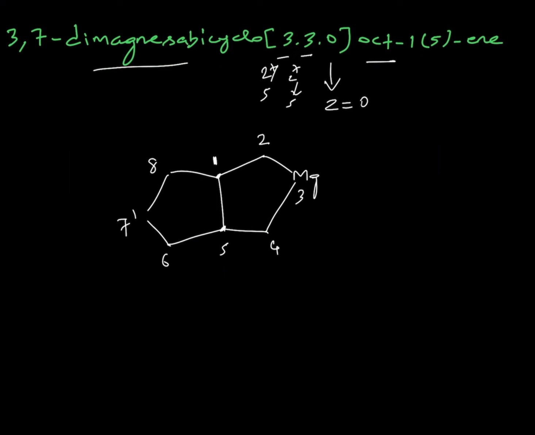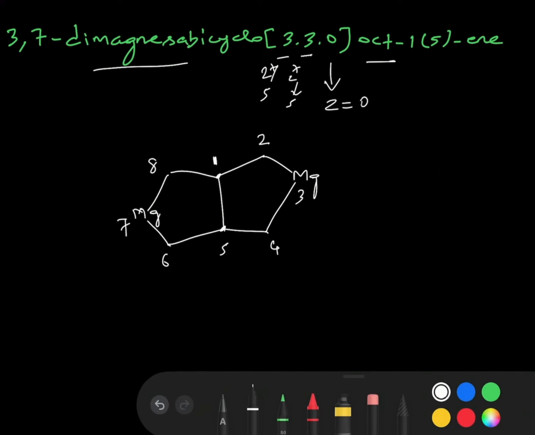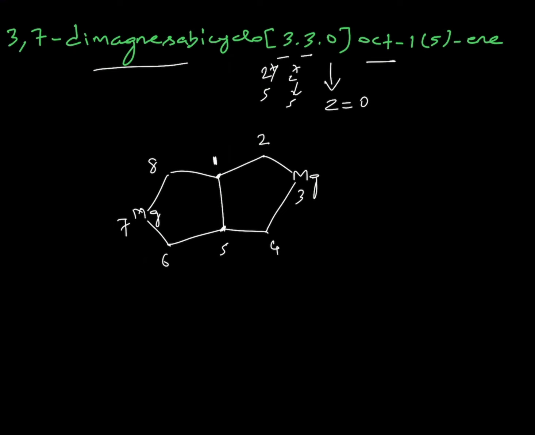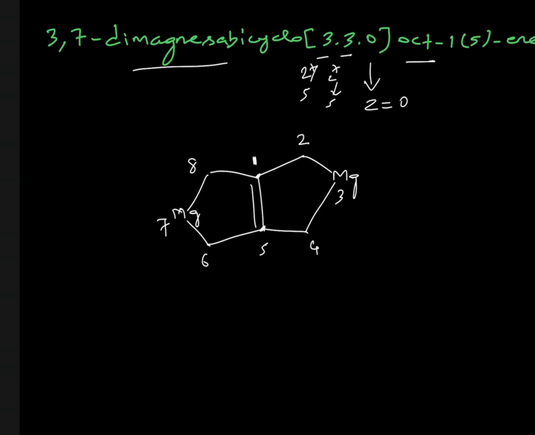Mg, Mg. Okay, and then between 1 and 5 we have a double bond, which is here. Okay, that completes our structure for this name. Okay, let's move on to the next example.